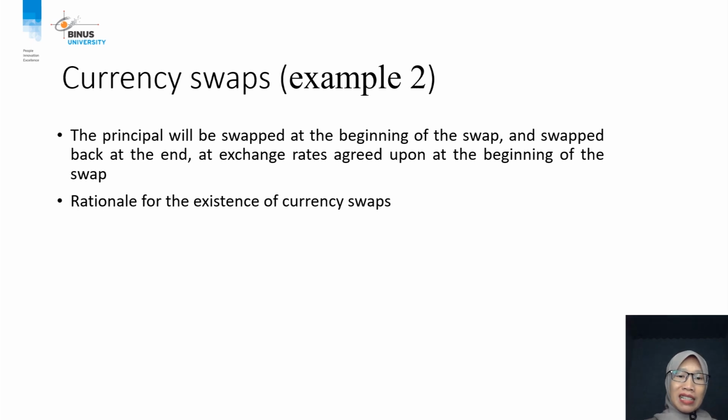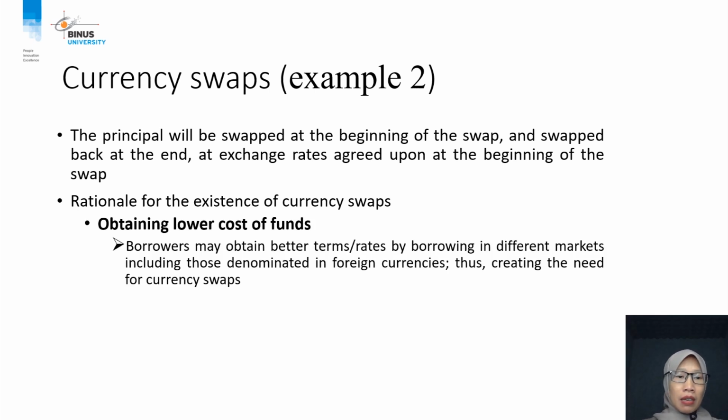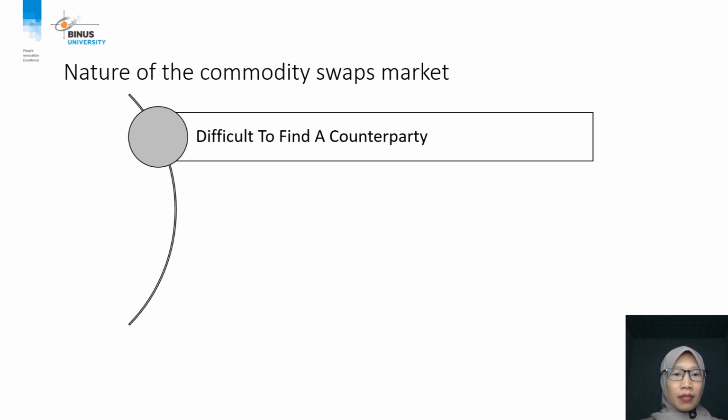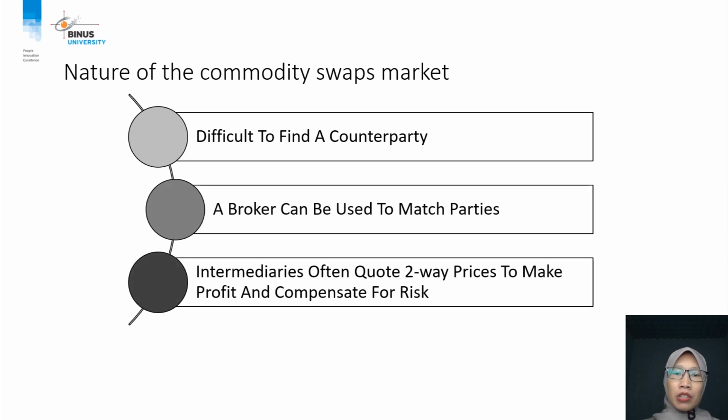Rationale for the existence of currency swaps. First, obtaining lower cost of funds. Second, hedging foreign exchange risks. So this is the nature of the commodity swap markets. It is difficult to find a counterparty. A broker can be used to match parties. Intermediaries often quote two-way prices to make a profit and compensate for risks.